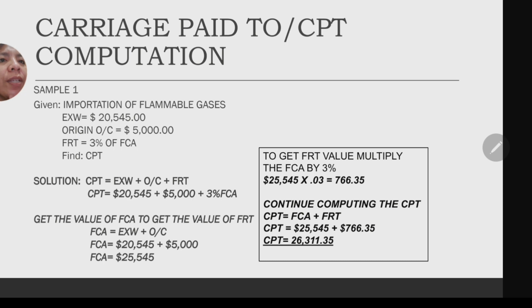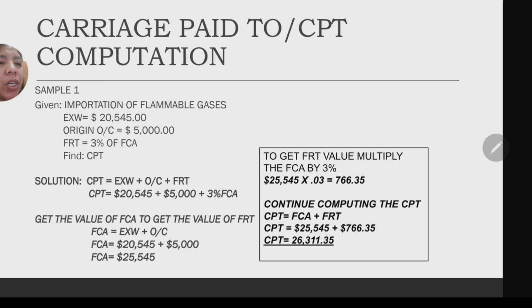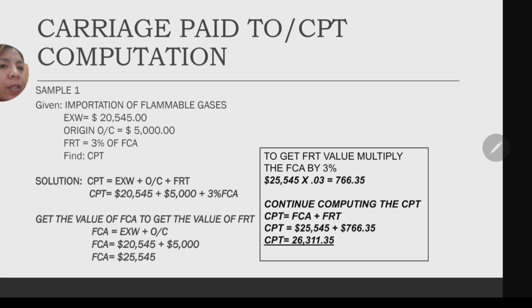So this is another example of carriage paid to, or the CPT computation. This one is an importation of flammable gases. Your ex works is 20,545. Origin other charges is 5,000. The freight is 3% of your FCA. And again, we're looking for your CPT.